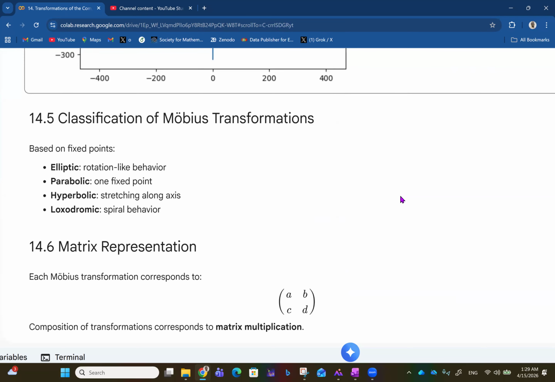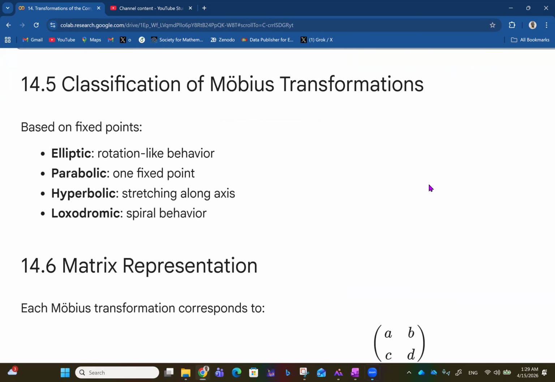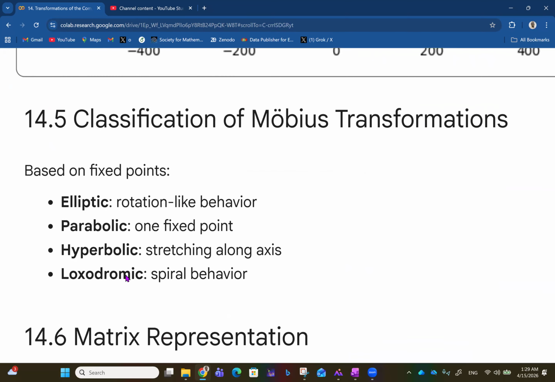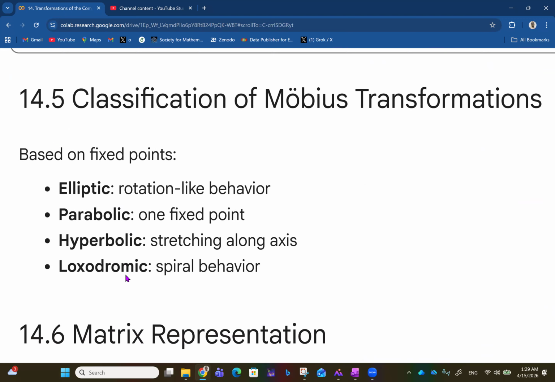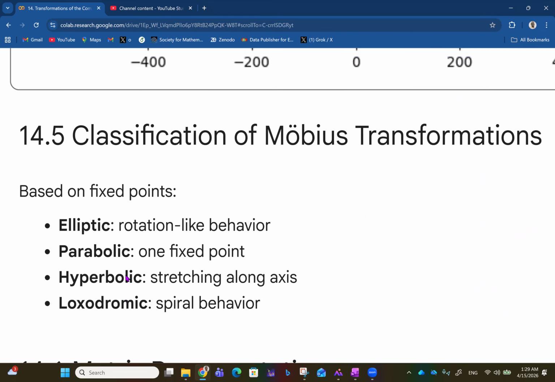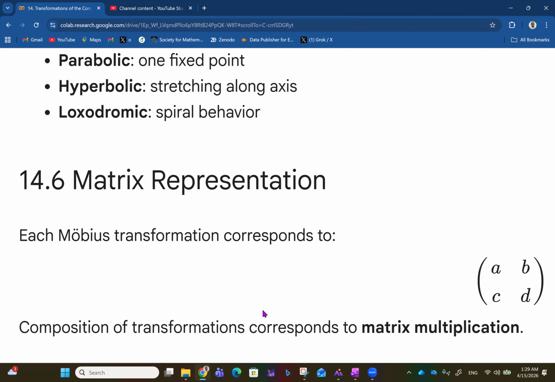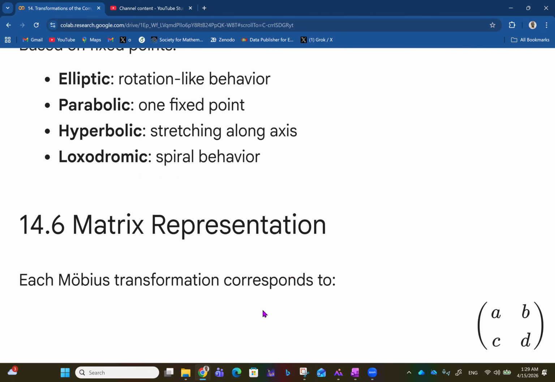So that takes us to the classification of Möbius transformations. How do we classify Möbius transformations? Based on fixed points, we can classify them based on rotation. It can be elliptic, where it has rotation-like behavior. It can be parabolic, where we have one fixed point. Then it can be hyperbolic, where we have stretching along like this, and it can be loxodromic, where we have spiral behavior.